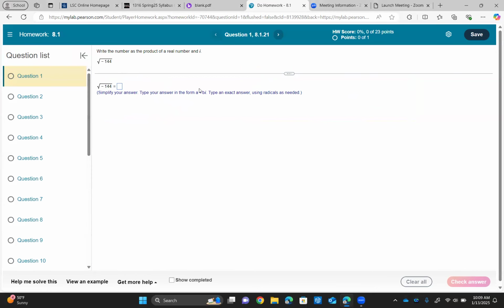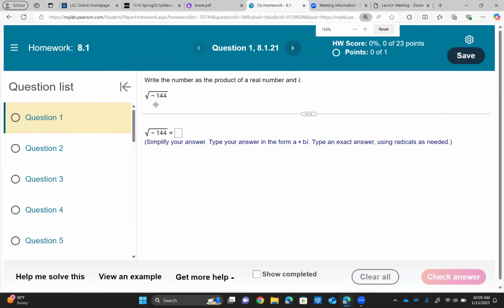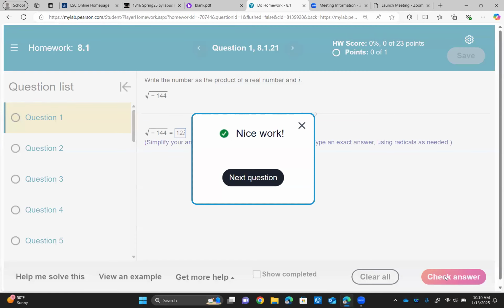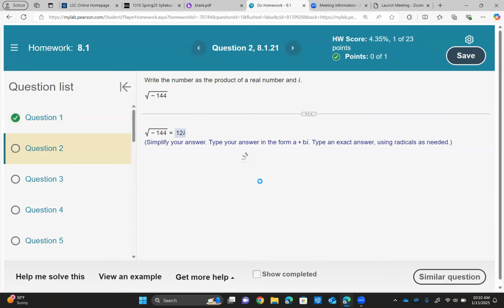For question 1, it asks me to simplify the square root of negative 144. If it was the positive square root of 144, my answer would be 12. But because of the negative sign, the answer will be just negative 12i. So a negative inside the radical will return an i. The square root of 144 is 12, because 144 is 12 to the second power. And then when I check this answer, number 1 is correct.